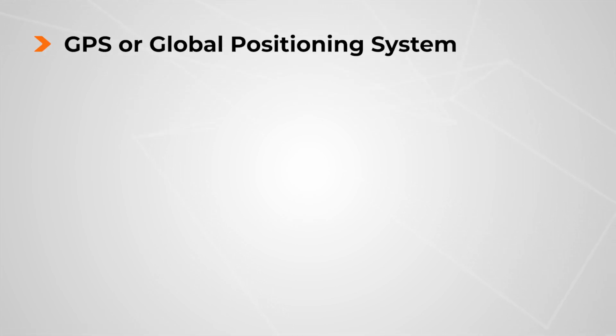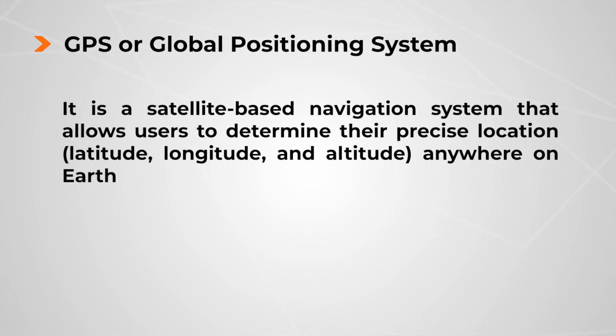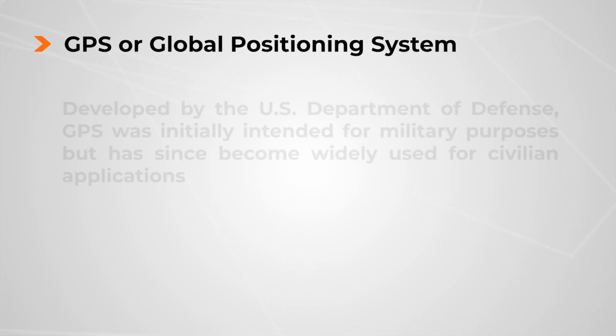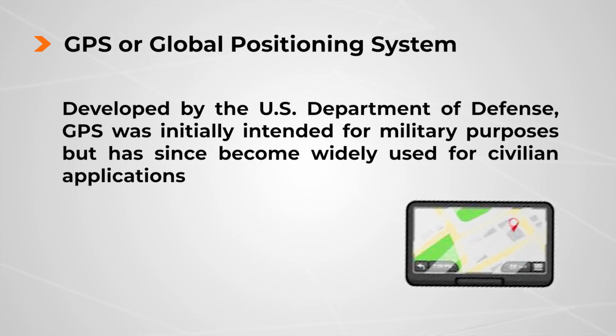Another important tool is GPS, that is, Global Positioning System. This is a satellite-based navigation system that allows users to determine their precise location, that is, latitude, longitude and altitude, anywhere on the earth. This was developed by the United States Department of Defense. GPS was initially intended for military purposes but has since become widely used for civilian applications.